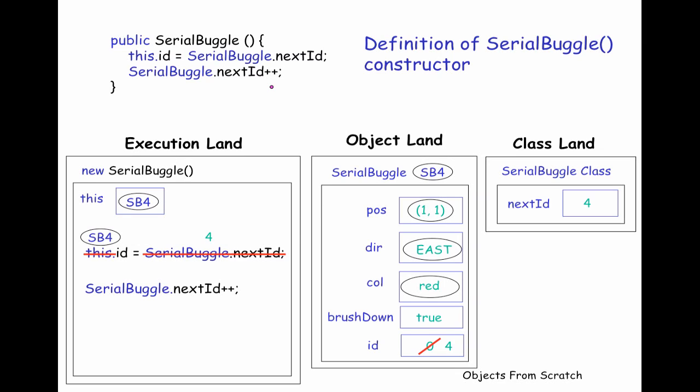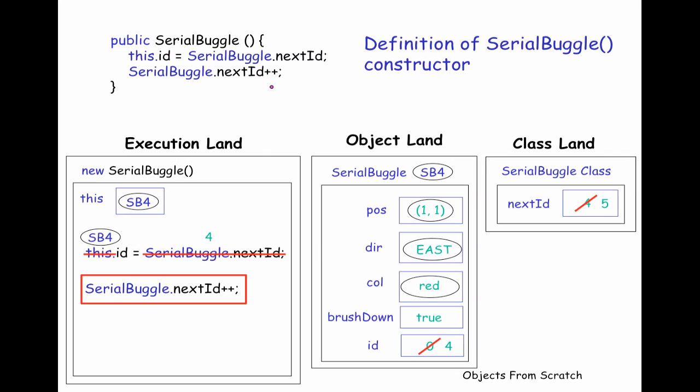And in the second statement of the constructor method, we go off and change the nextID class variable in the SerialBuggle class to be 1 more than its current value. So now it will be 5. So the next time we go off and create a SerialBuggle, it will be given the id of 5.